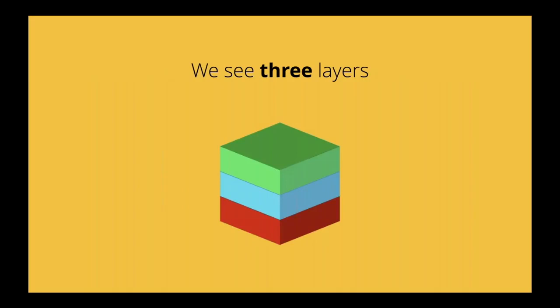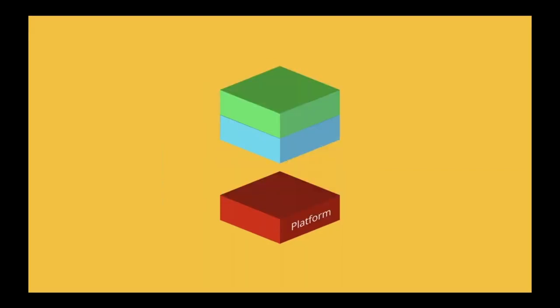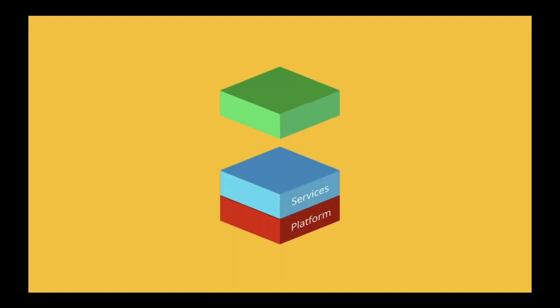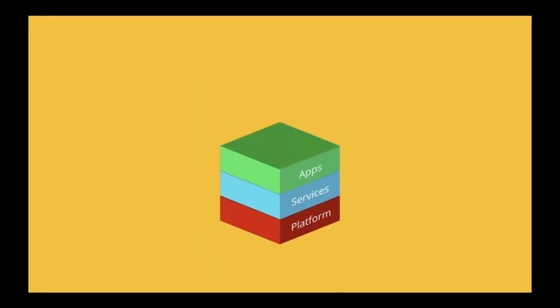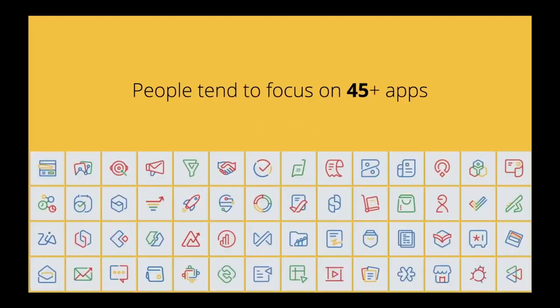When we talk about the operating system for business, we see three core layers. The first is the platform layer. The second is a services layer. And third, and finally, is the apps layer. Now, people tend to focus on apps, and there's good reason for that. With Zoho One, you get over 45 different applications. And again, these range across the board, doing all sorts of different things for you.